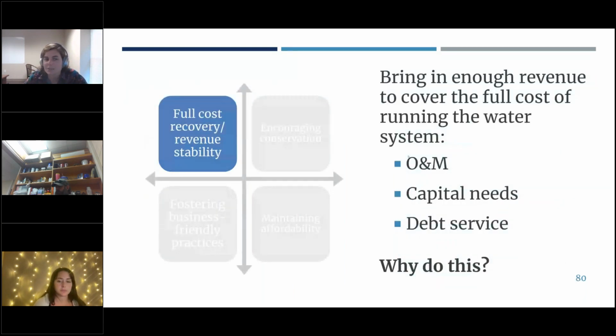So the first one we're going to talk about is full cost recovery and revenue stability. So this is basically just bringing in enough revenue to cover the full cost of running the water or wastewater system, both today and into the future. This is going to be your O&M costs, your capital needs, and any debt service payments that you might have.